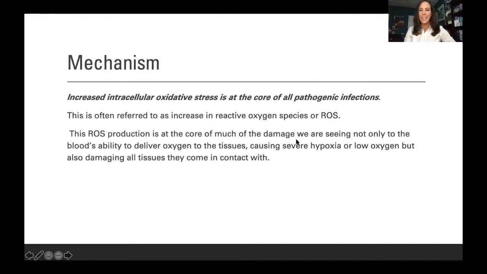I wrote an article recently that had a lot of traction that talked about this increased intracellular oxidative stress at the core of all pathological infections. So basically, many infections that we treat cause this increased oxidative stress, increased cytokine response, and creates reactive oxygen species. So that reactive oxygen species production is the core of a process at the base of what causes this hypoxia and damage. So all of a sudden, oxygen cannot be delivered appropriately to the tissues, and we see hypoxia, even before the lungs are damaged. Now, this ROS can also cause kidney damage, lung damage, brain damage, heart damage, etc.